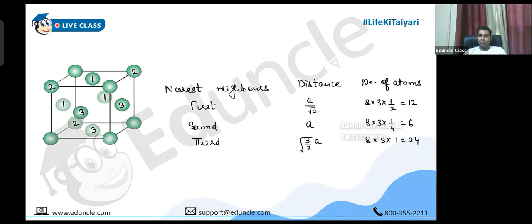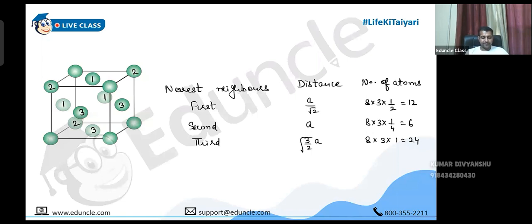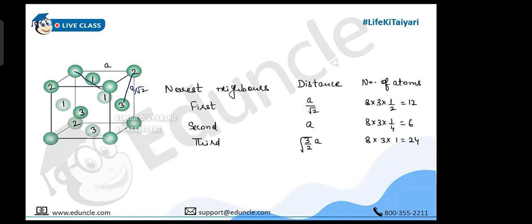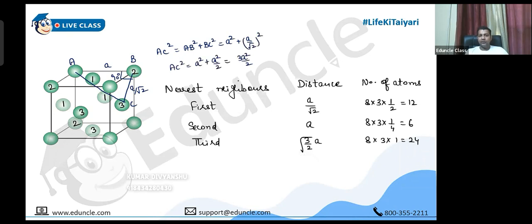Can you calculate that distance actually, or should I tell you? What is this distance equal to? a by root 2. This is a. And now if you join these two together, there will be a triangle ABC, and of course this angle is going to be 90 degrees, because this edge is perpendicular to this face, and this diagonal is within that face. So you can use Pythagoras theorem. AC square is AB square plus BC square, AB is a, BC is a by root 2. So AC square is a square plus a square by 2, which is 3a square by 2. This gives you AC as root 3 by 2 into a. Please check. So I have calculated the distance for you.